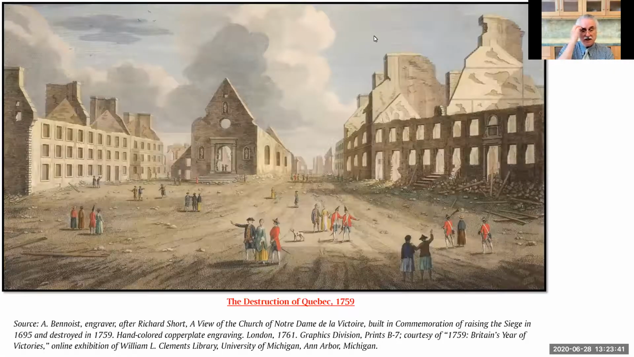This is a painting titled The Destruction of Quebec, 1759. This was a terribly destructive battle. And you can see the people just looking in amazement at the damage that was done.